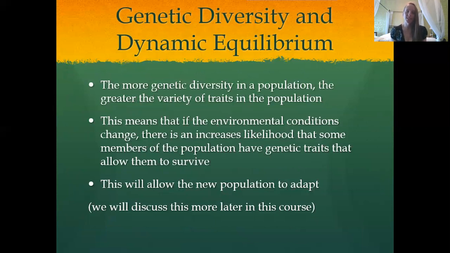So the more genetic diversity in a population, the more variety of traits you will see in that population. That means that if the environmental conditions change, it's more likely that at least some of the individuals in your population will have the correct genetic traits to allow them to survive. That allows the population to adapt instead of the entire population just going extinct.